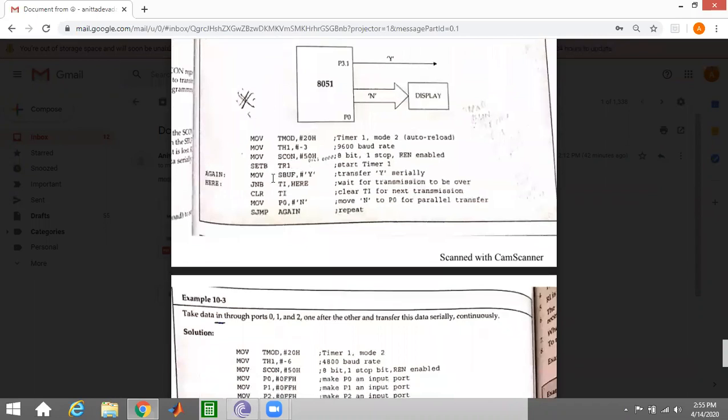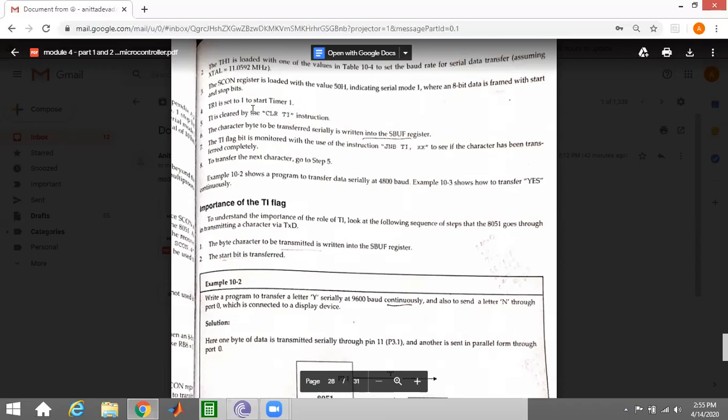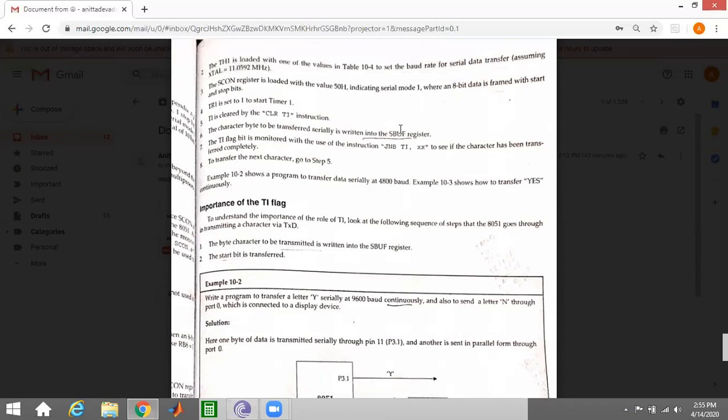Here they have written clearing T1. That is fine; clearing T1 can be written anywhere. Here they have cleared T1 first and then started transmitting. In the program, they first put the data in SBUF, which is like a post office, right? The sender has to put the letter in SBUF, correct? So we are taking the data and putting it in SBUF, like the letter in the post office.